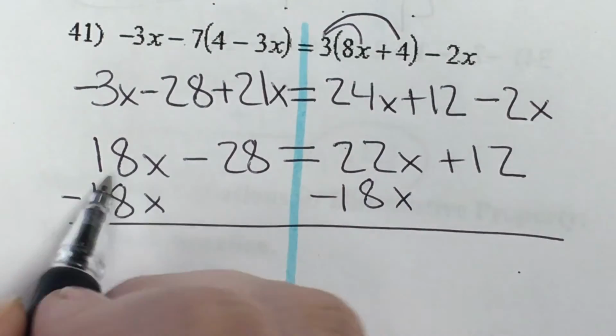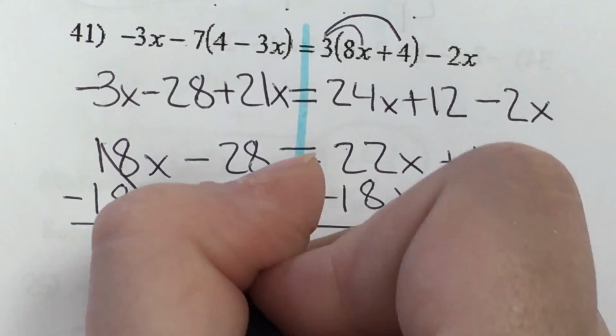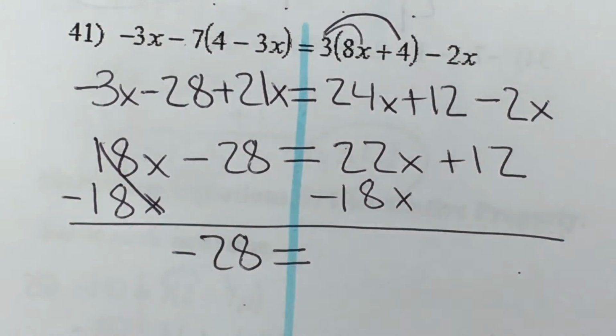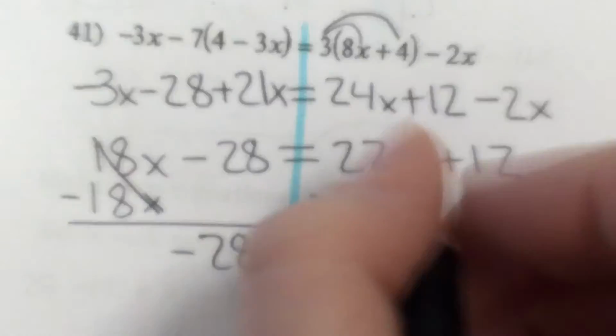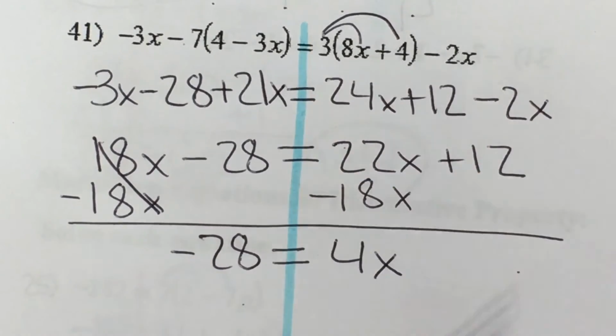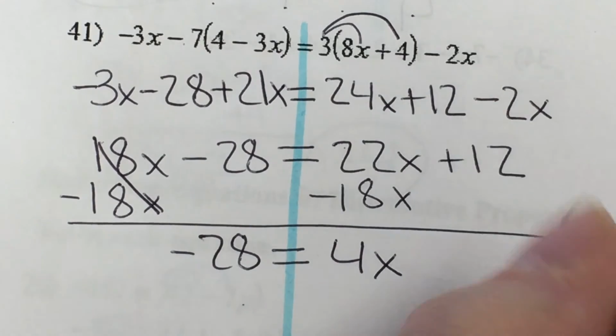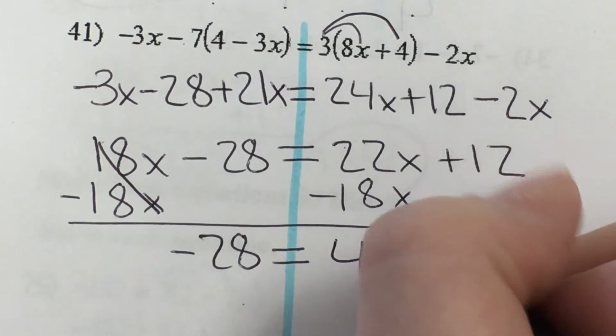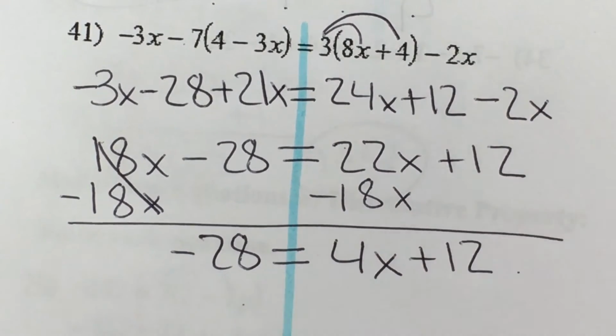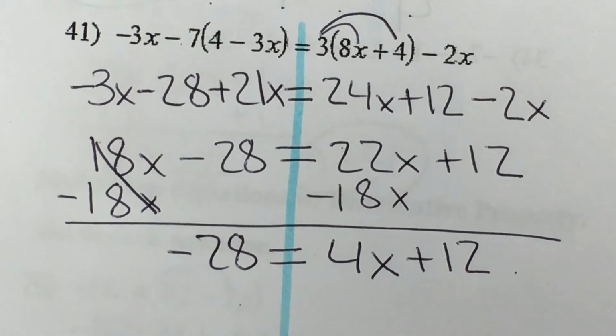All right, on this side, they're gone. We have -28 left over. Now 22 minus 18 is going to be 4x. Look, it's a positive. Yay. And then, I'm sorry, we just have positive 12 left over. Okay, just rewrite this below.